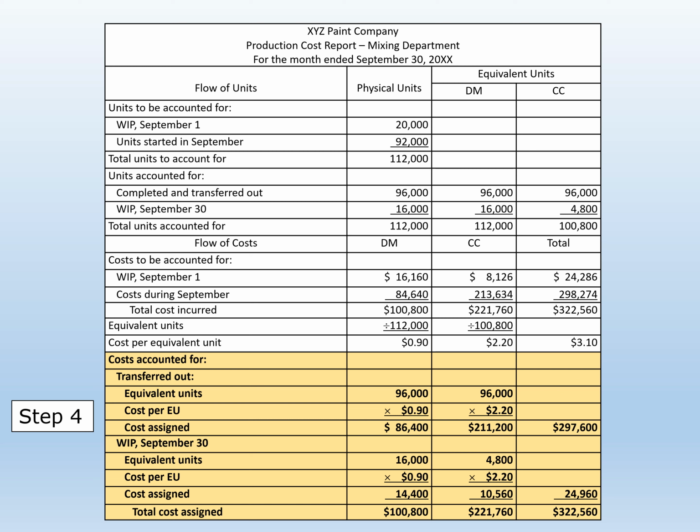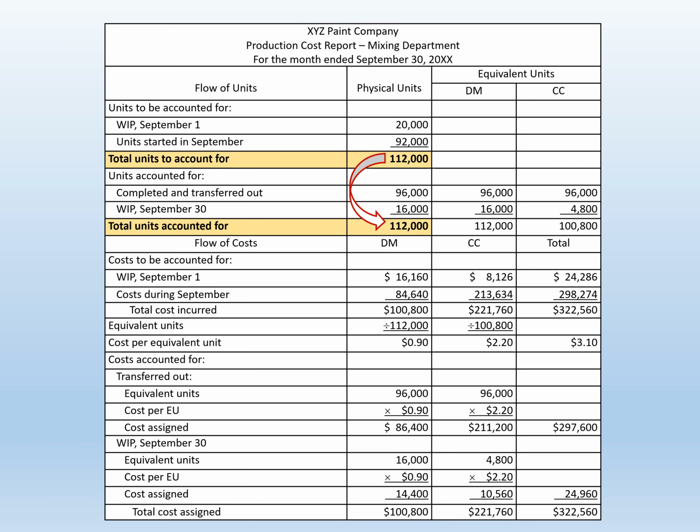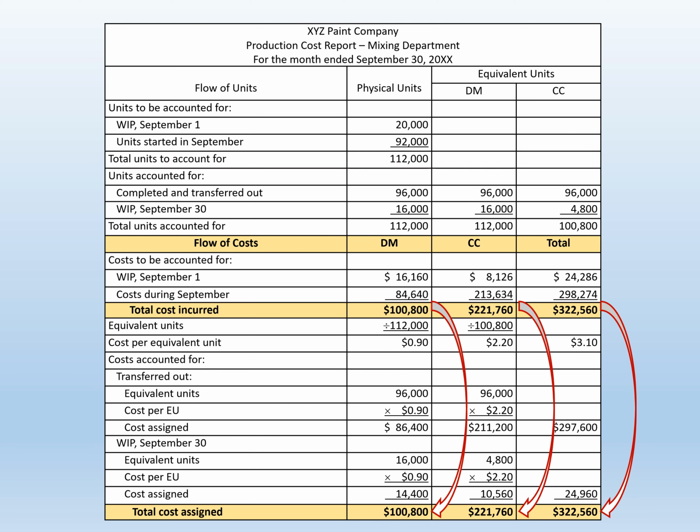There are a couple of places in a production cost report where we can check to make sure that we didn't make any math or conceptual errors. One place is up here in the flow of the units. We know that the physical units on the input side must equal the physical units on the output side. The other place is with regard to total costs. The total costs on the input side have to equal the total costs on the output side, because all costs have to go somewhere.